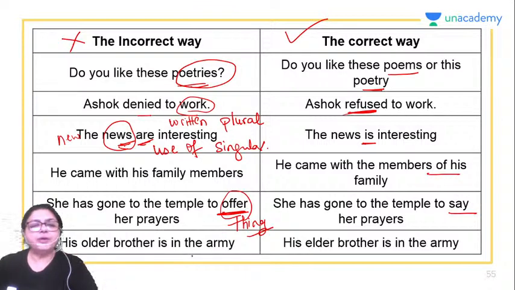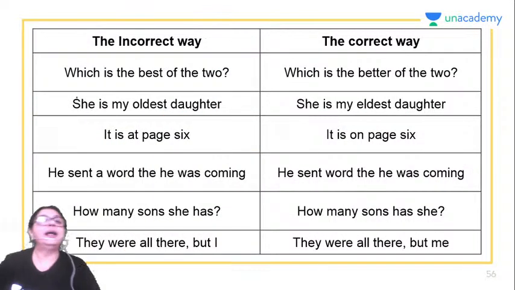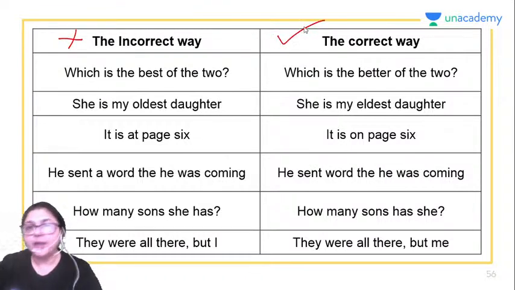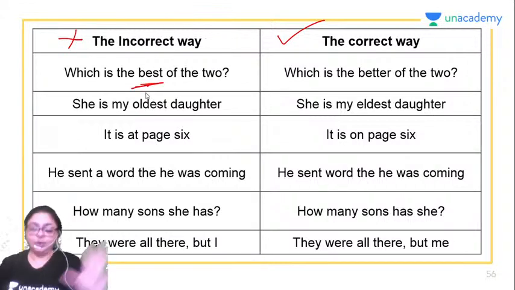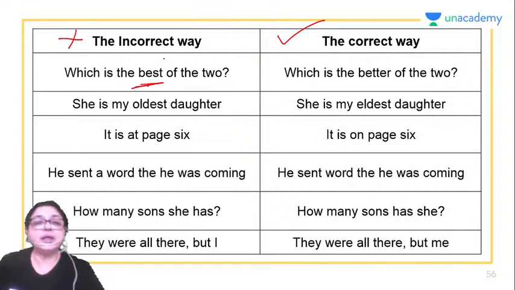His older brother is in the army. No, it's not older, never. It's elder brother. Yes, we always say elder, never older. Now, again, one more set of incorrect and the correct way. Which is the best of the two? The best. Best comes when you are going to compare in lots of things. Yes, best has to be lots of things, or you can say from everything.